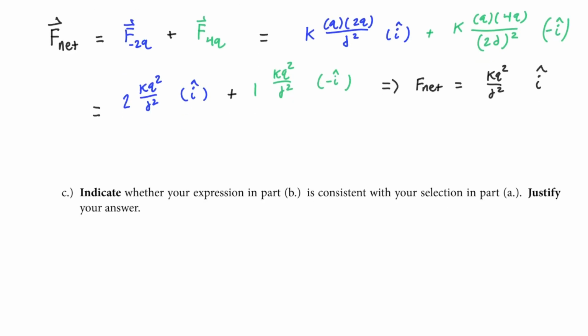And now it wants the initial acceleration, so we can just use Newton's second law that says acceleration is F net divided by m. So I just divide an m into my expression. So this is just kq squared over m d squared, and it is directed to the right.